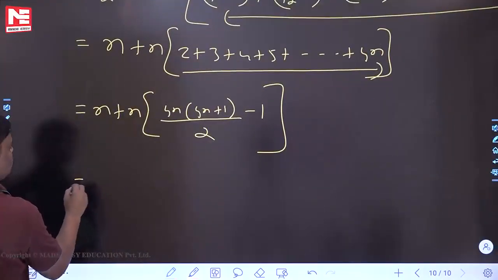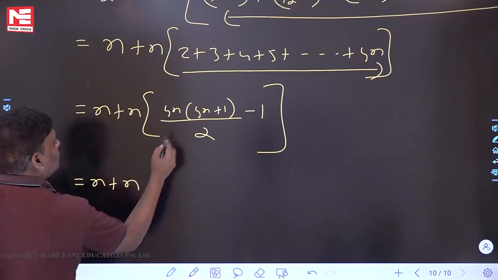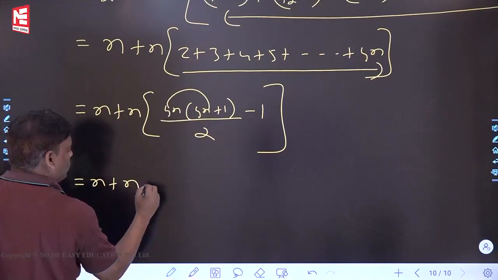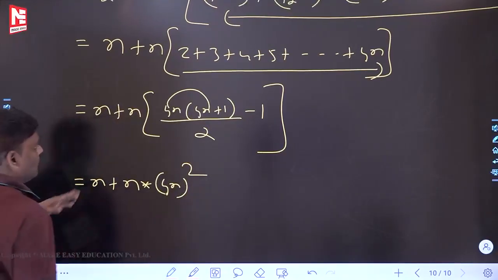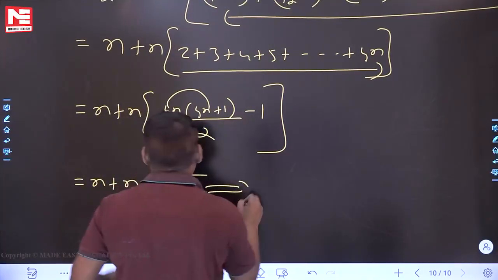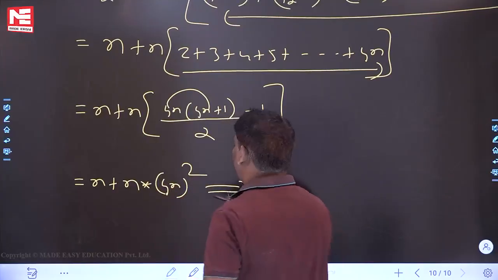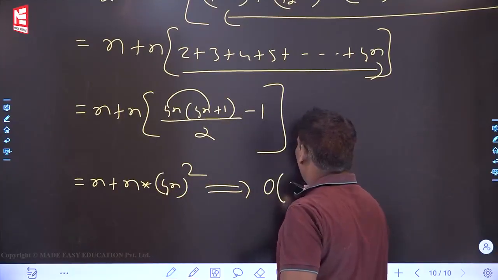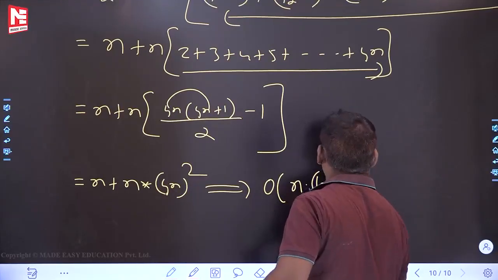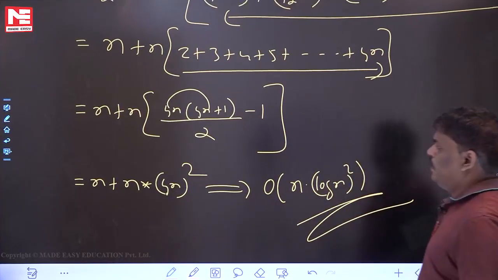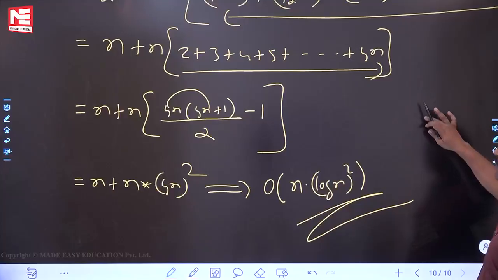Right? This will go to n plus n into, here what is the big function? Log n square into log n square. Forget about the small thing. It will become n and n into log n square. N into log n square is bigger. Big O of n into log n square. It is the answer for this. To this problem, the answer is going to be n into log n square.